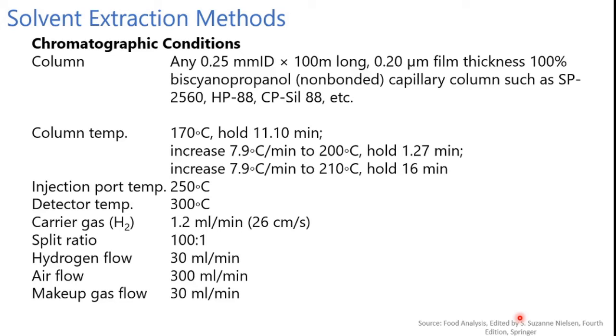Then what about the injection port temperature? The injection port temperature should be 250, and the detector temperature should be 300 degrees Celsius. Then carrier gas: here we have used H2 as the carrier gas. Then the split ratio is 100:1. Then hydrogen gas flow is 30 ml per minute. Air flow is 300 ml per minute. Then makeup gas flow is 30 ml per minute.